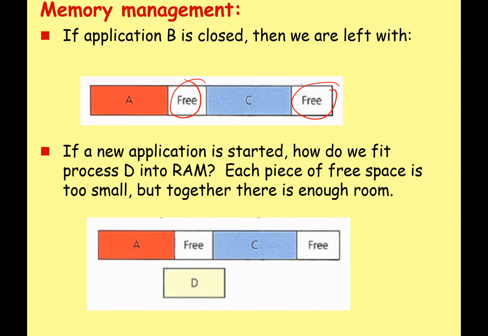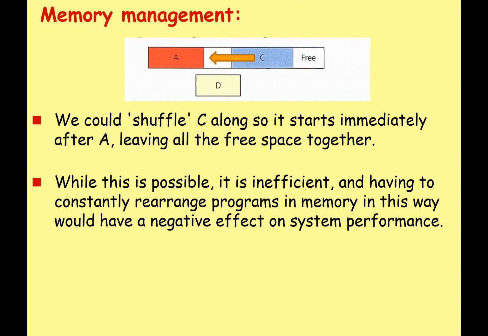If a new application is started, how do we fit D into RAM? You can see here, there's not enough space here or here to run it, so I can't just put it in here, and I can't just put it in here. It's too big to slot into either of those two free spaces. So what do we do?